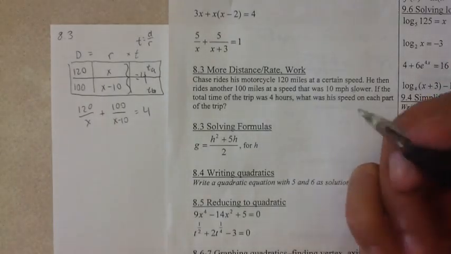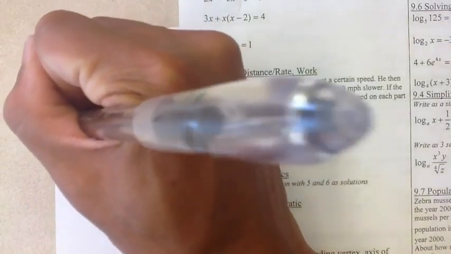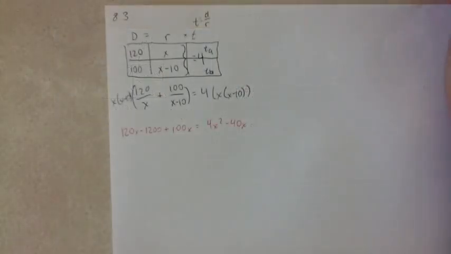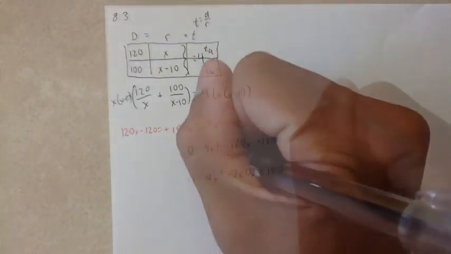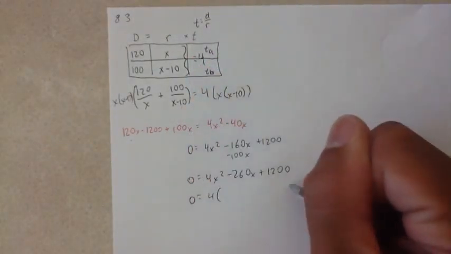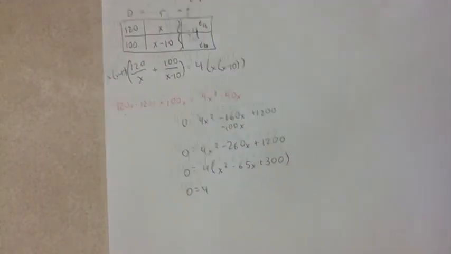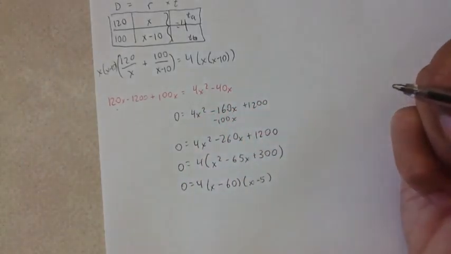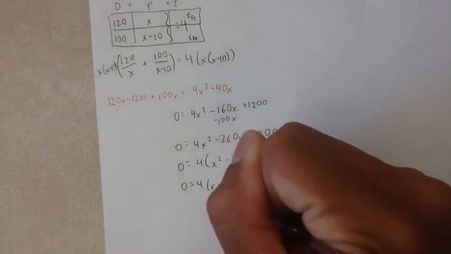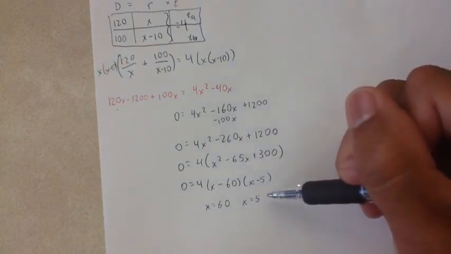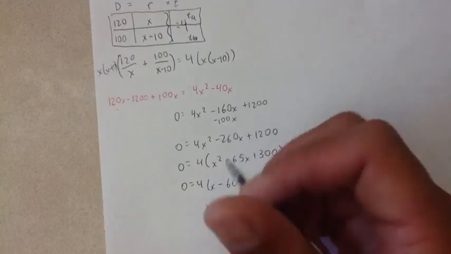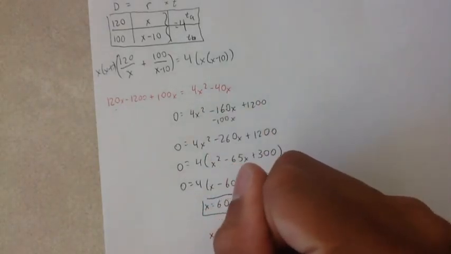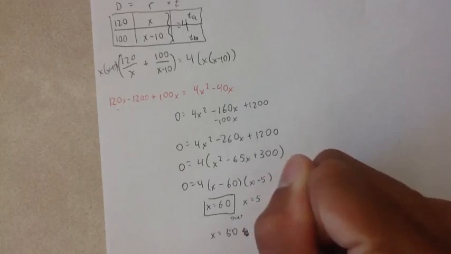And I can solve this by multiplying both sides by my common denominator, which is x minus 10. I multiply to get this. Let's move everything over. Factoring out a 4, simplifying, I can factor that one more time, and I know that 60 goes into 300 five times, so I know that x is either equal to 60 or x is equal to 5. His rate couldn't possibly be 5 because he couldn't travel 10 miles per hour slower than 5, so his rate must be 60 on the way out, and since it's minus 10, 50 on the second leg.